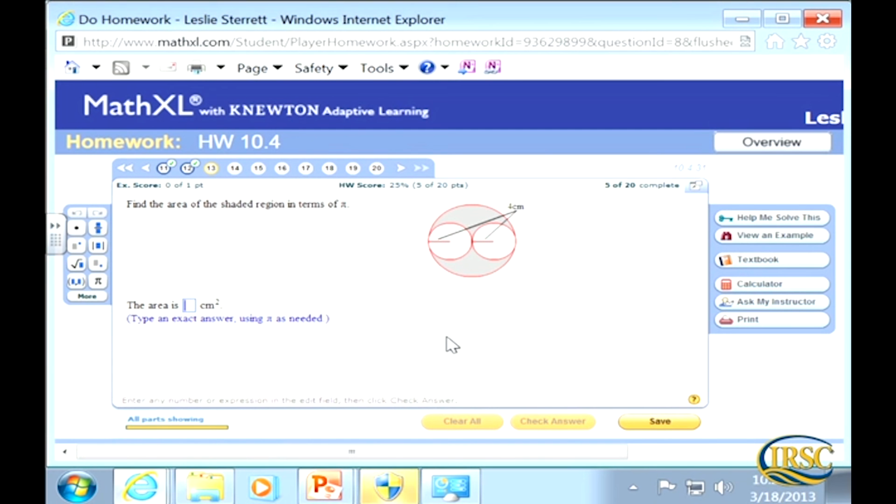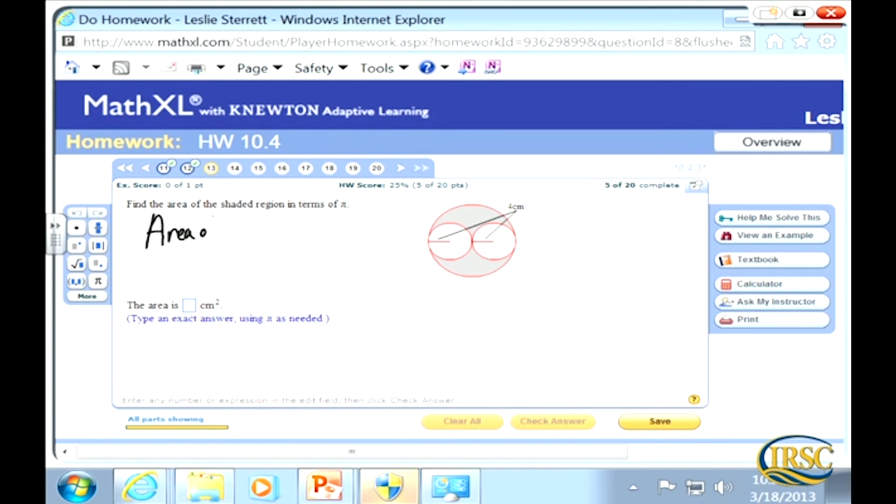All right, so notice that you have one large circle, and then you have two smaller circles inside of that. And it shows you that the radius of each of the two smaller circles is 4 centimeters. So think about, in words, what procedure do you have to take to solve this problem? Find the area of the two smaller circles and subtract it from the area of the larger circle. Good. And so you're doing area of the larger circle minus area of two smaller circles.